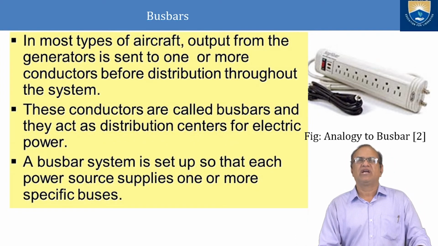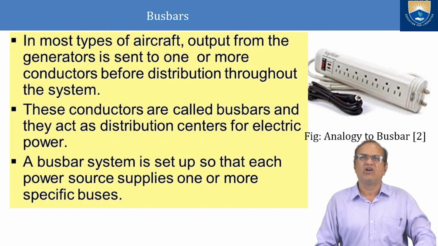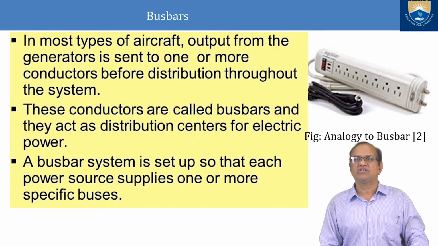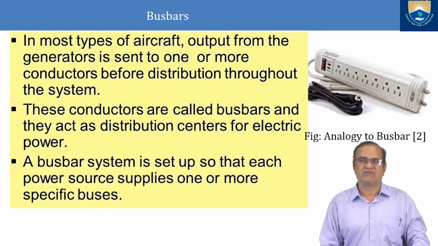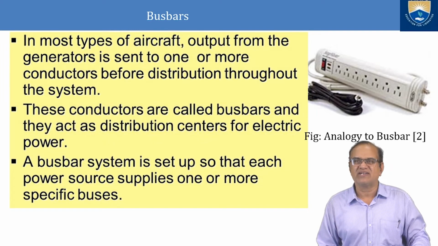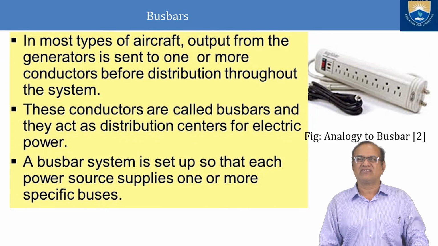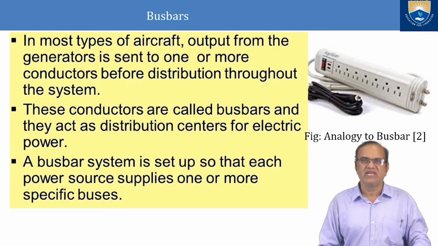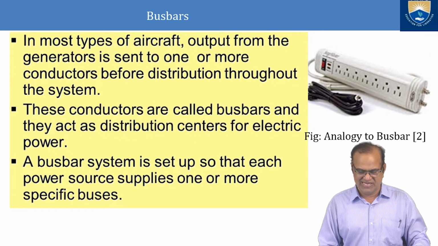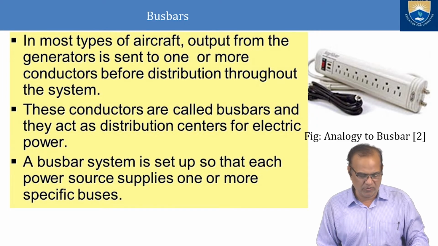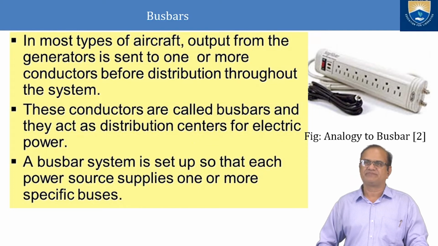So in most types of aircraft, output from the generator is sent to one or more conductors before distribution throughout the systems. These conductors are called the bus bar, and they act as a distribution center for electric power. A bus bar system is set up so that each power source supplies one or more specific buses.